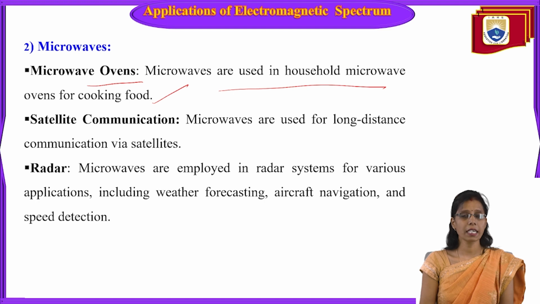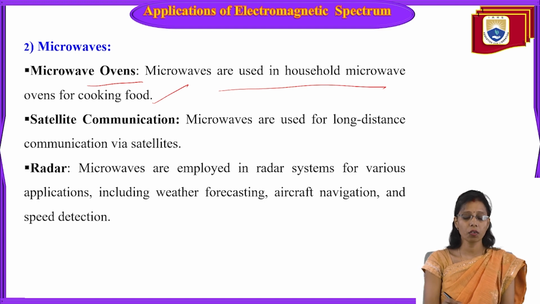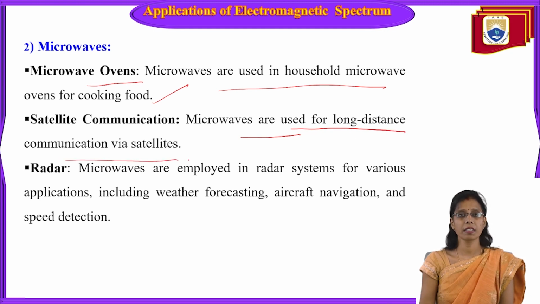Then we have satellite communication. Microwaves are used for long-distance communication via satellites. In satellite communication, in the active portion of the electromagnetic spectrum, we have active sensors. These active sensors, in the radio region, are able to capture information in all weather conditions. Anytime, the weather communication will be provided to us.